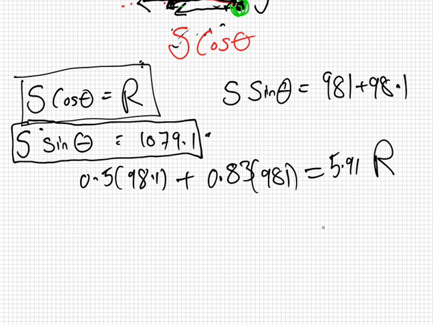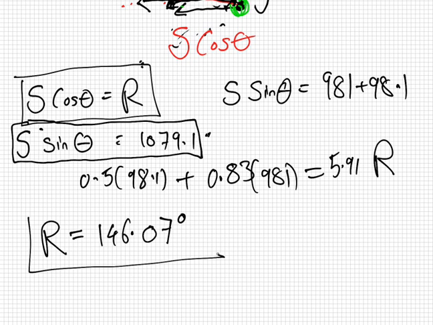Okay, Ibrahim, do you mind adding these two together? What do you get? 866. No, divided by 5.91, and we have the R. 146.06. Newtons, yes, thank you.